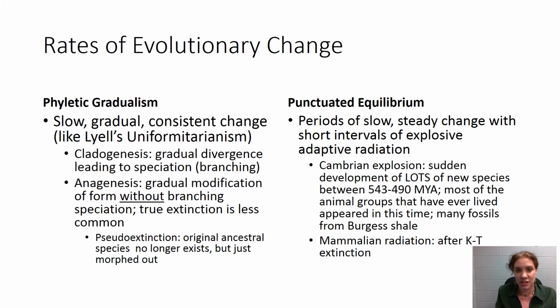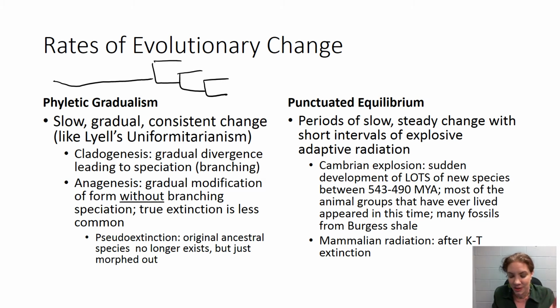Cladogenesis is a branching pattern of speciation, so it's the one that we've been thinking about all through the whole semester with the phylogenetic trees, where one species branches off into two subspecies. But it doesn't always work out that way. There are other systems that can actually happen.